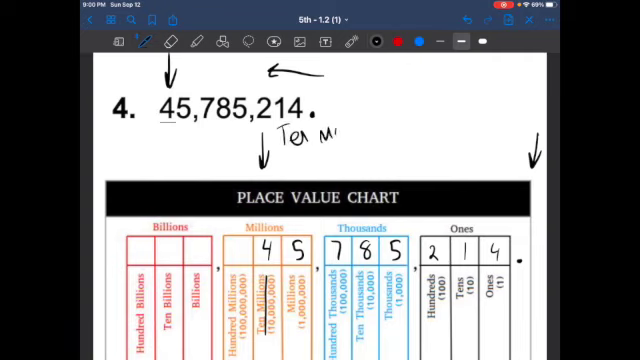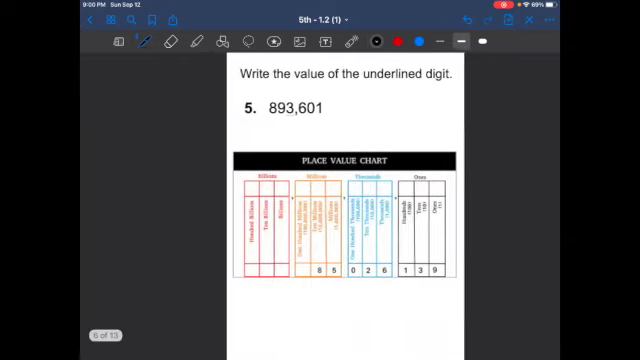So 10 millions. But how many of those 10 millions do we have? We have 4 of them, right? So if you count on your fingers, we got 10 million. If you add another one, that's 20 million. Add another one, that's 30 million. So we got 3 fingers up. And then you add one more. So that's 4 tens or 40 million. So 4 10 millions. Or you have 40 million. Okay. All right, let's move on to the next one.